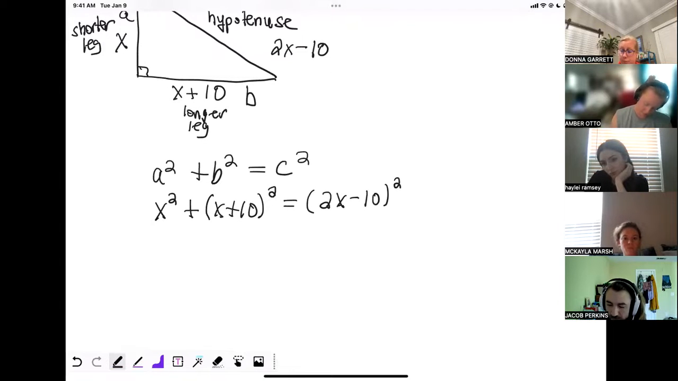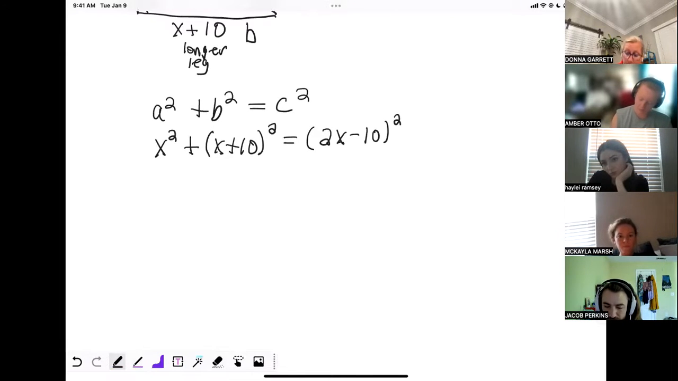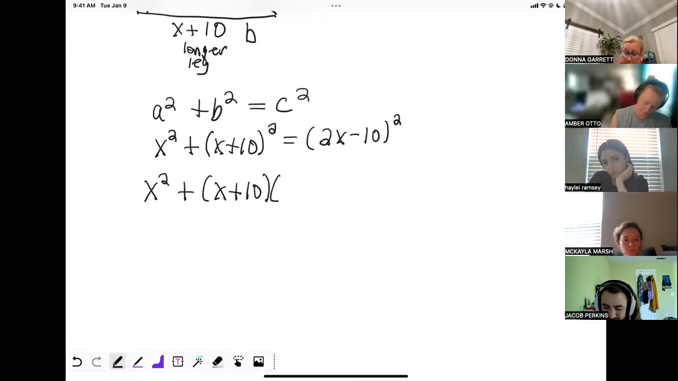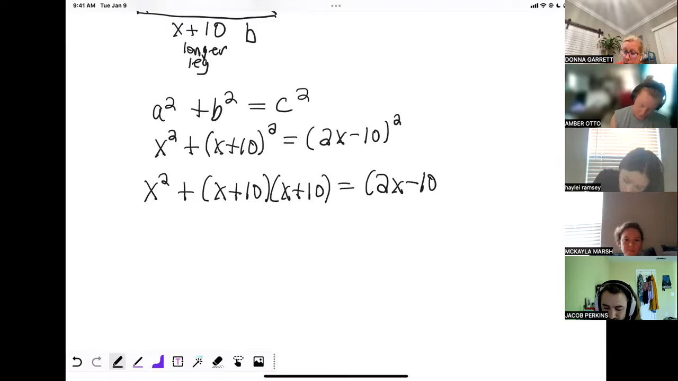Now it's a lot of math. Remembering that squared means times itself, I'm going to rewrite it so that I have it all written out. That's what it means.